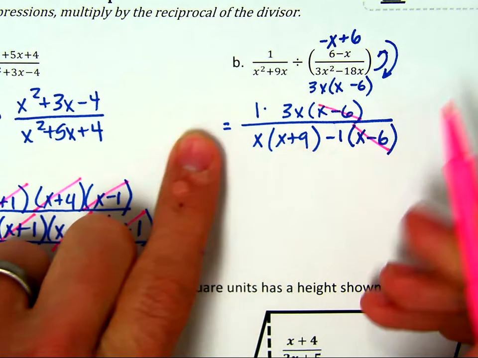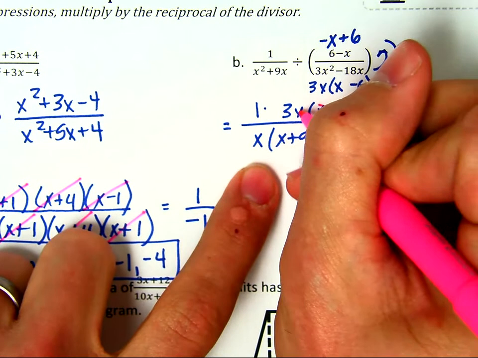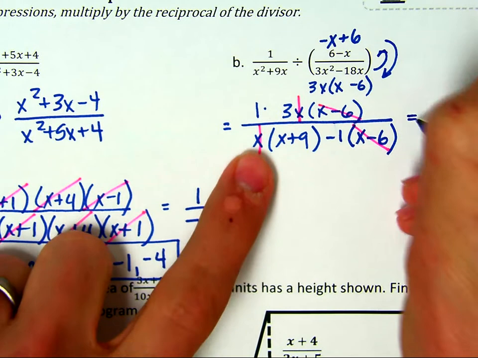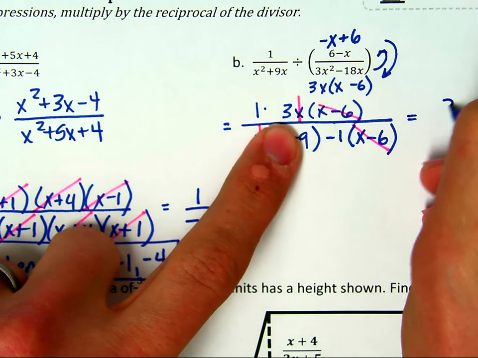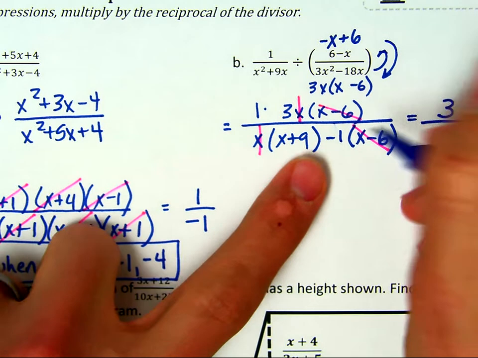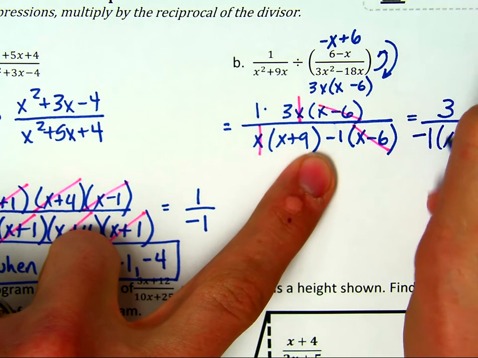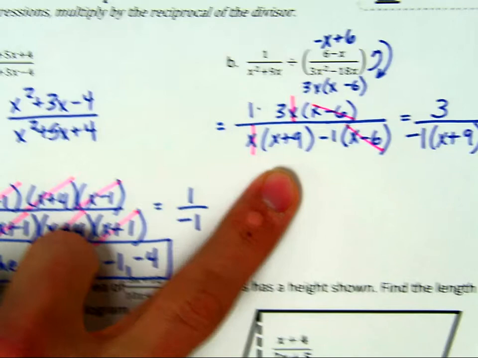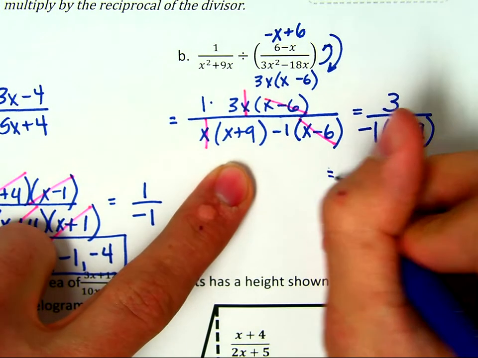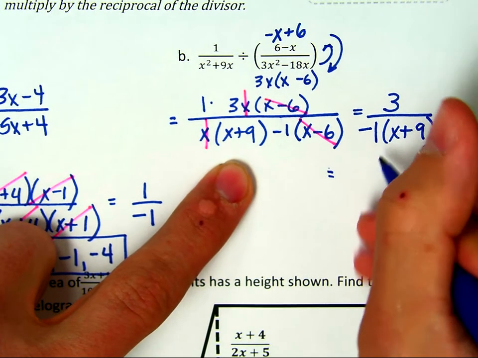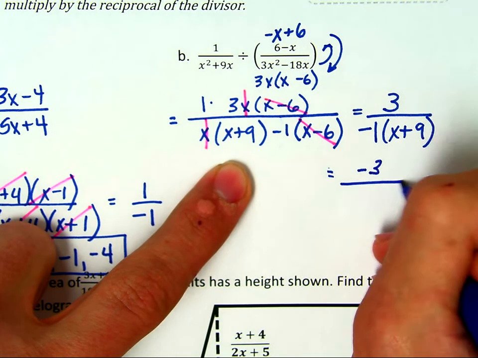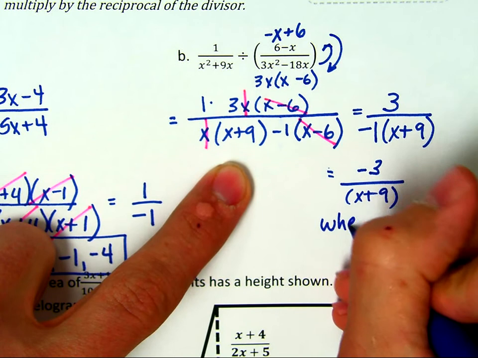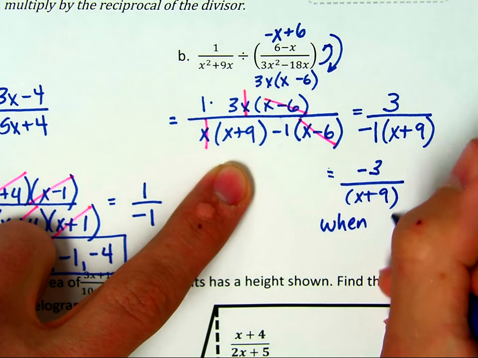All right. Then here we've got an x and an x. Those cancel. And so we're left with 1 times 3 in the numerator. The denominator, we're left with the negative 1 times x plus 9. Now, this is correct. A lot of times when you have answers written like this, they will transfer the negative up to the numerator. So you might see it written as negative 3 over x plus 9, and that's okay. So negative 3 over x plus 9.